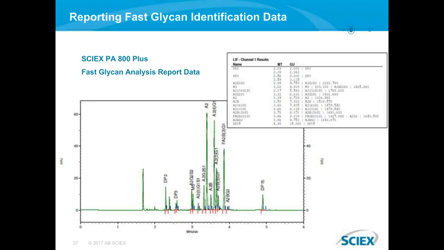This slide shows a typical separation after the sample preparation and injection on the P800 Plus capillary electrophoresis system, with the bracketing standards, the DP2, DP3, and DP15 right here, and of course all the components which were released from the monoclonal antibody molecule, accompanied by a table that shows all the migration times, the names of the molecules, which are coded from the internal database, and their glucose unit values.